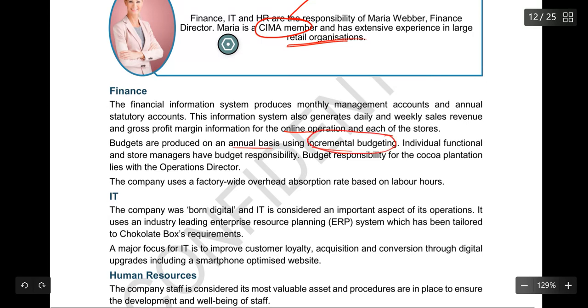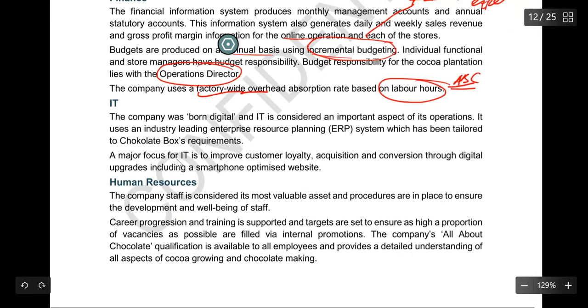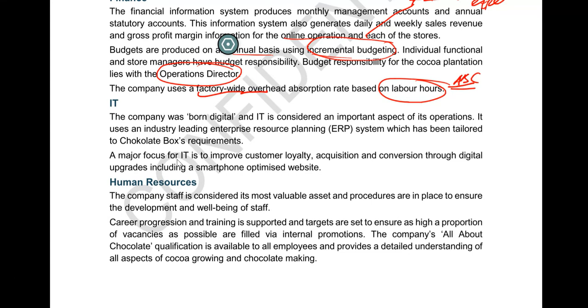So I'll just circle this, students. There is a high chance they may ask you to give alternative suggestions for the organization, like zero-based budgeting and everything. So please keep that in mind. The individual functional and store managers have budget responsibility. Budget responsibility for the cocoa plantation lies with the operational director. The company uses a factory-wide overhead absorption rate on labor hours. So I told you there can be chances of ABC also, because they can ask you about other ways of absorbing overheads, and the disadvantages also.